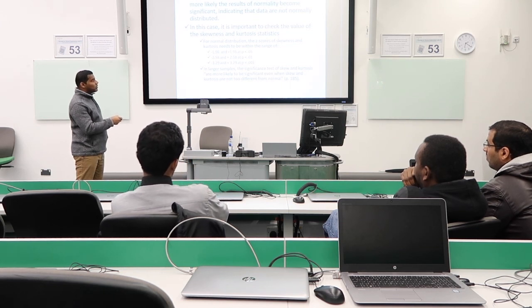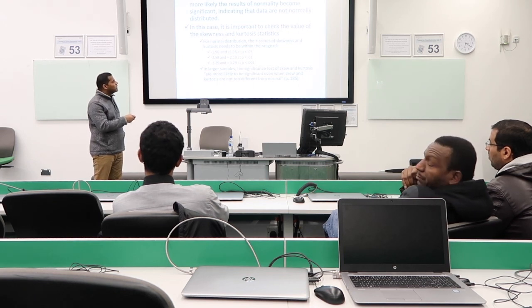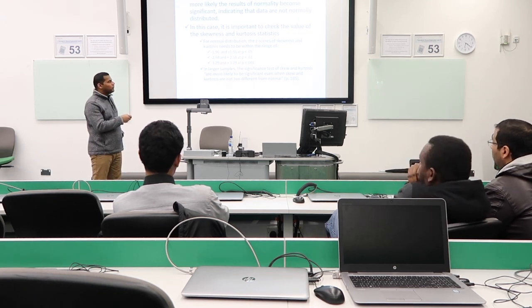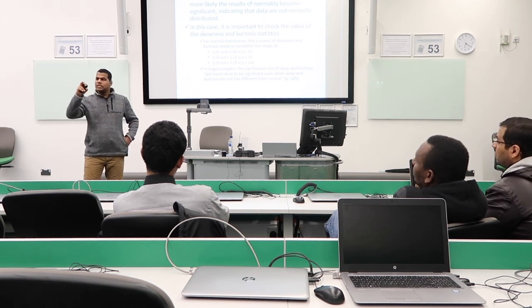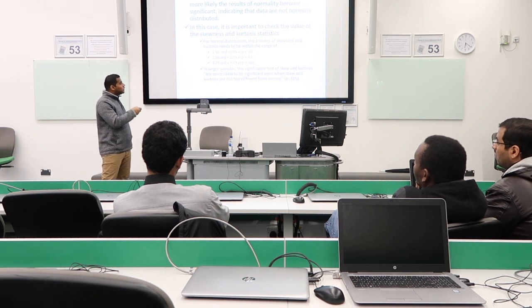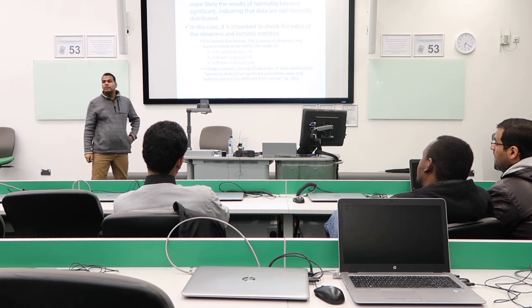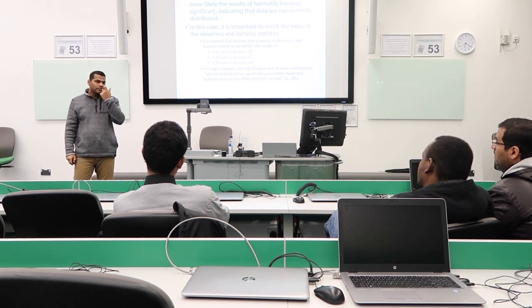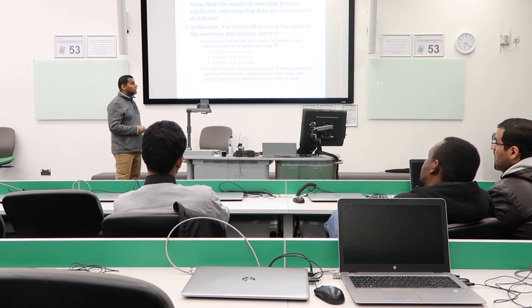For the z-score, it should be in this range. If you are sitting at 0.05, the z-score should be here, in this range. If the score is beyond this range, then it is not normally distributed.